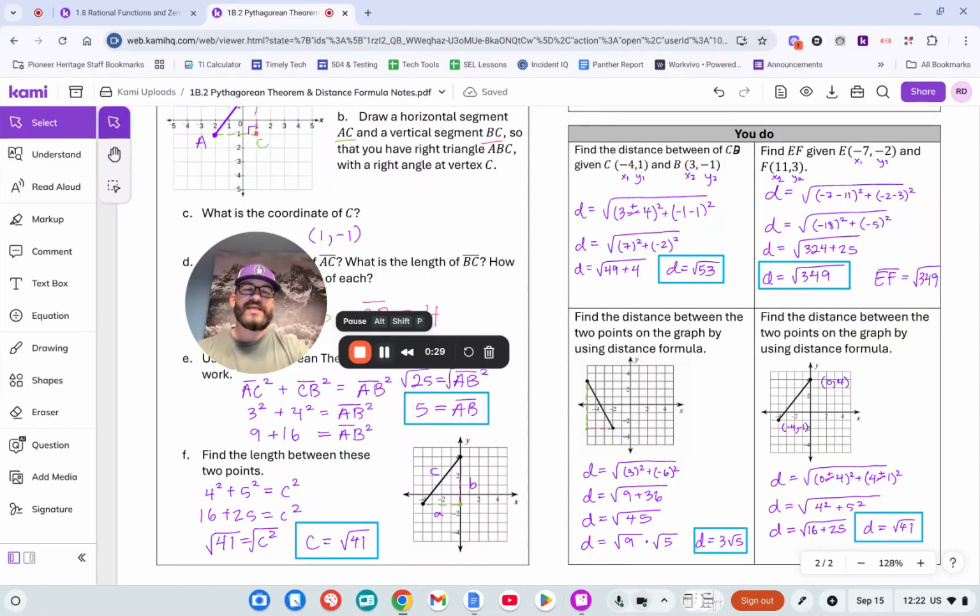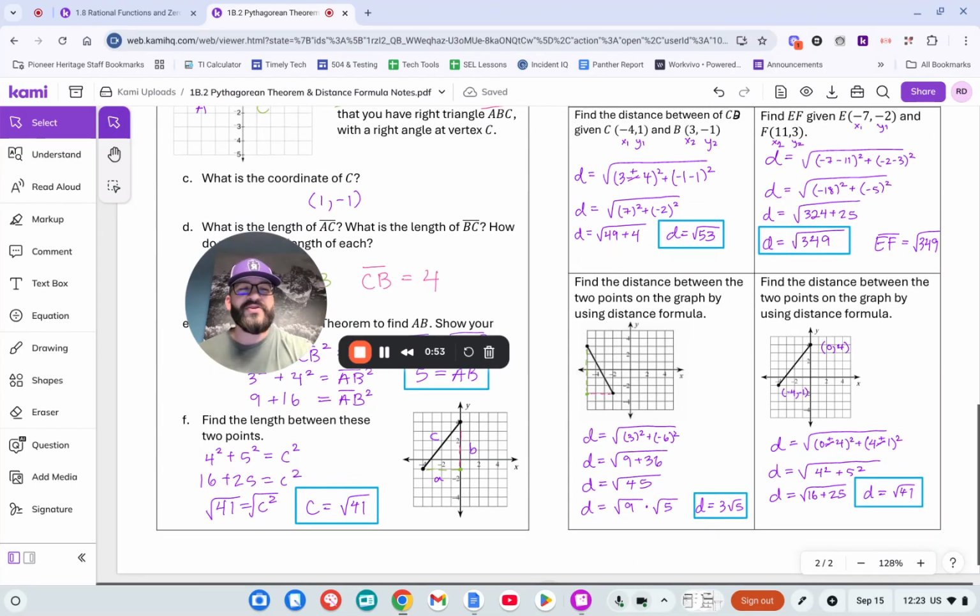All right, y'all, and once again, checking in on our U-dos. So on our finding of EF, we get negative 7 minus 11 squared plus negative 2 minus 3 squared. When we plug it in, we get negative 18 and negative 5. Squaring both of those, we get 324 and 25, which gives us the square root of 349. And 349 is a big one, but 349 is a prime number, so we would leave it just like that.